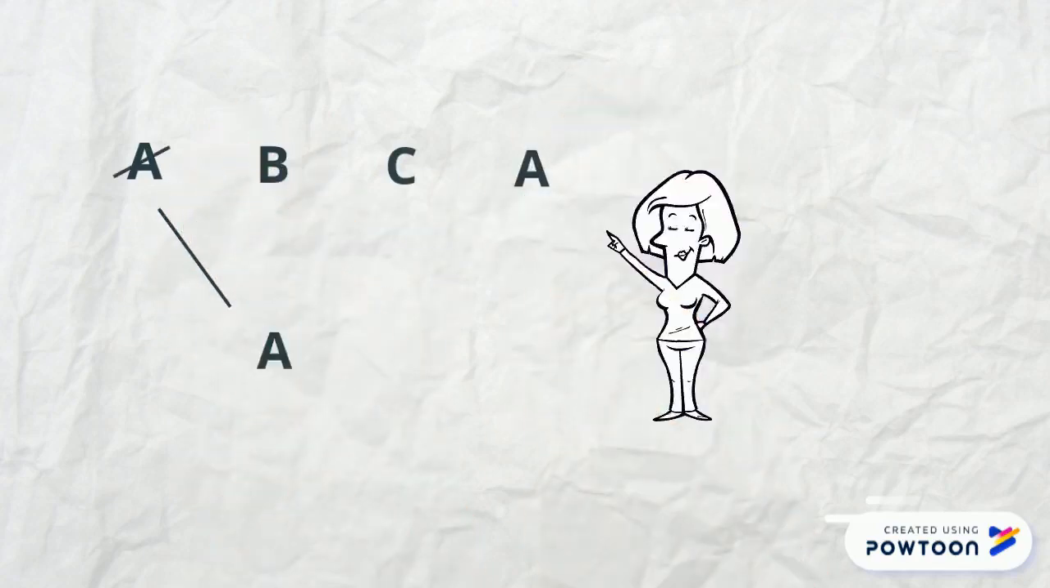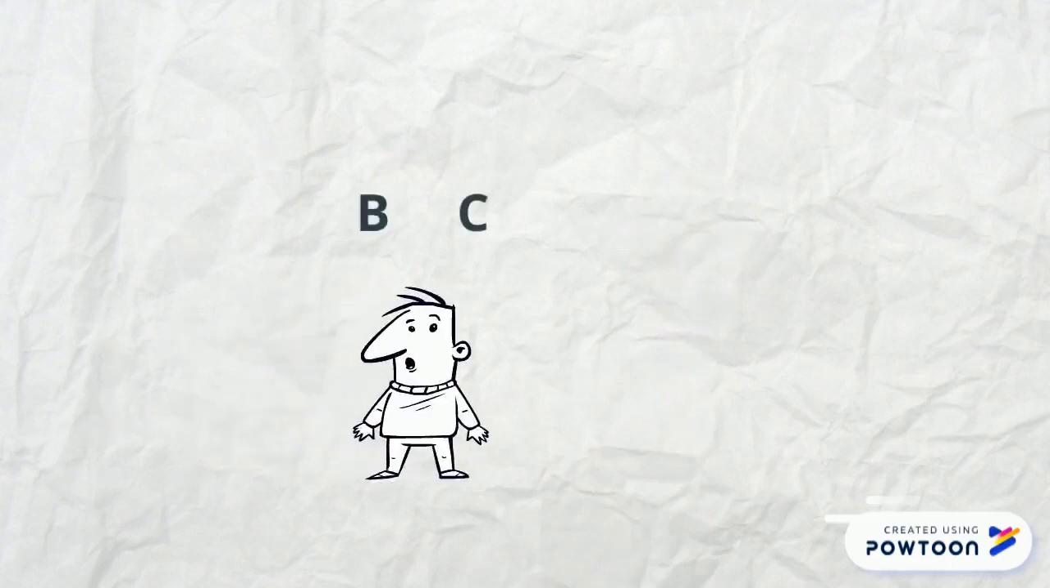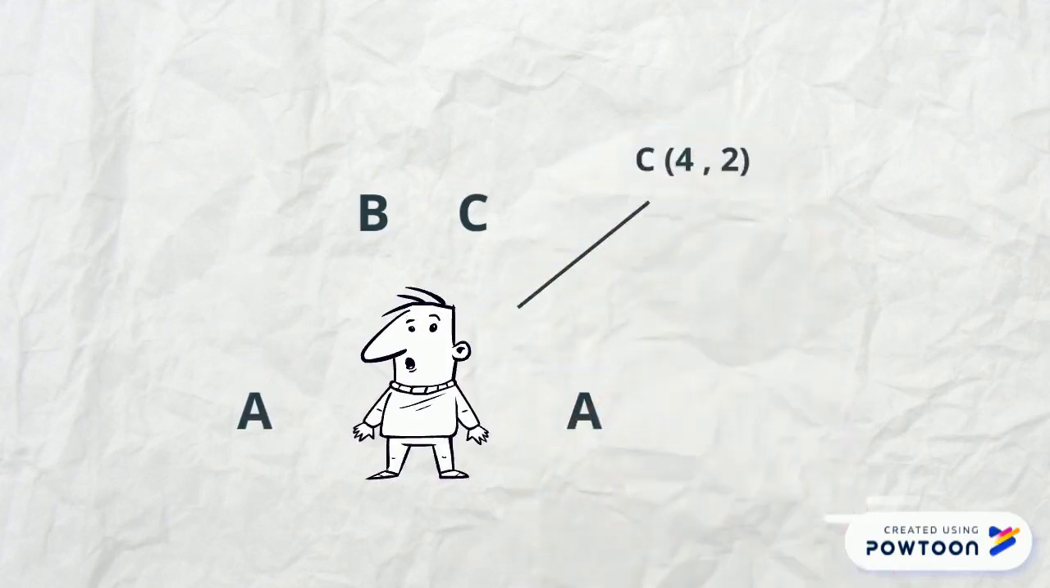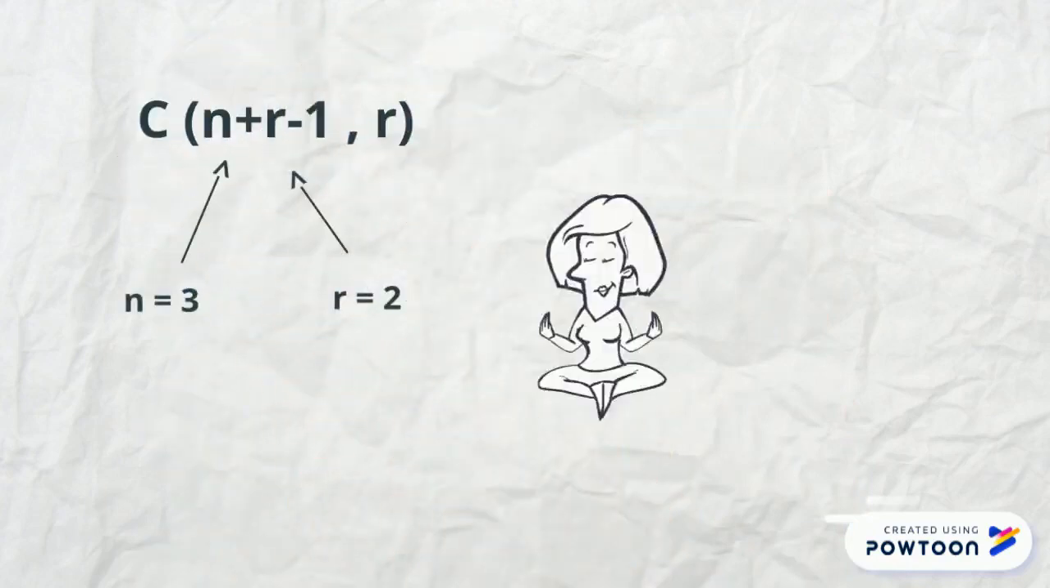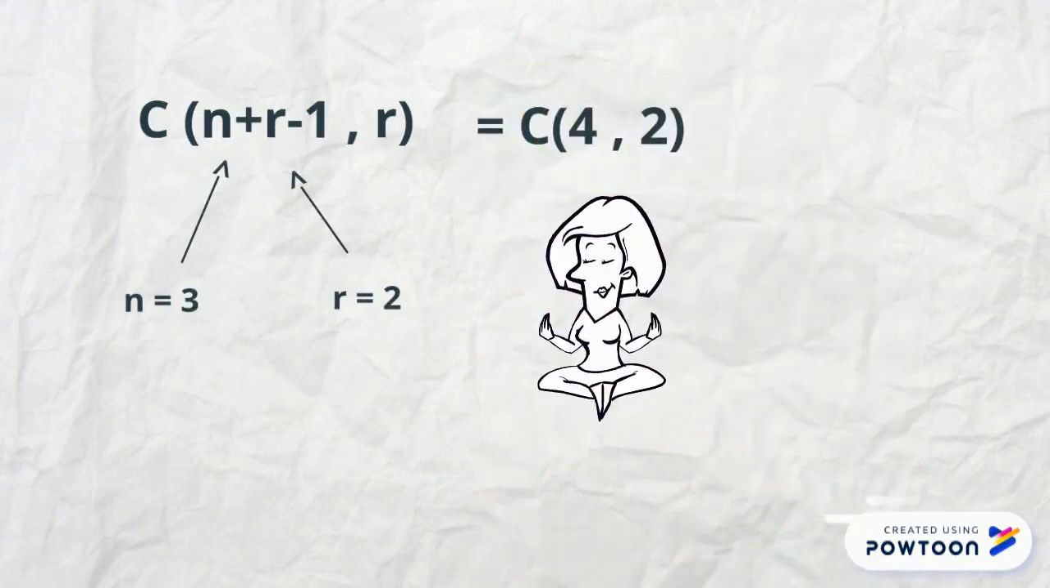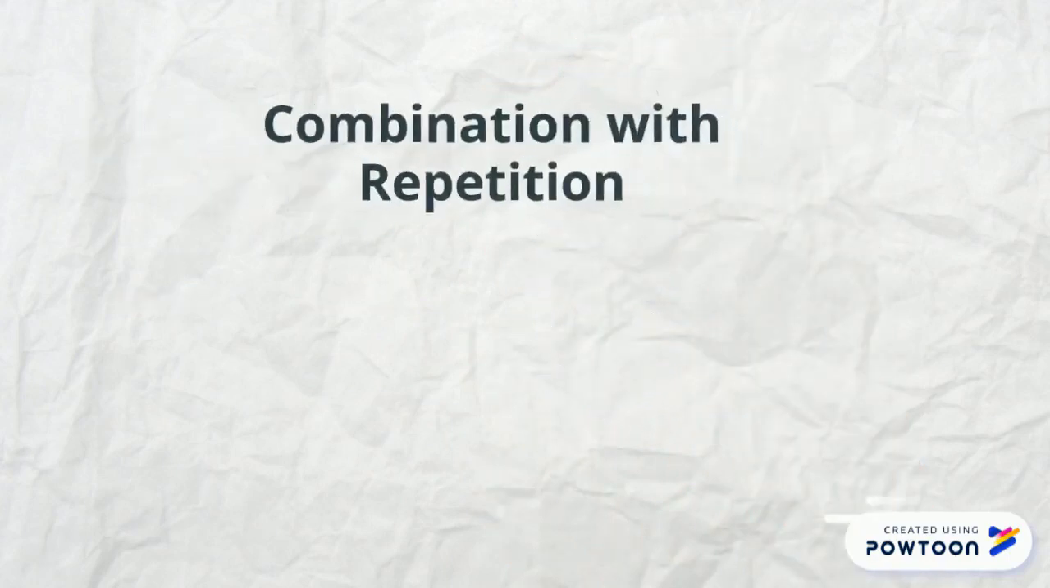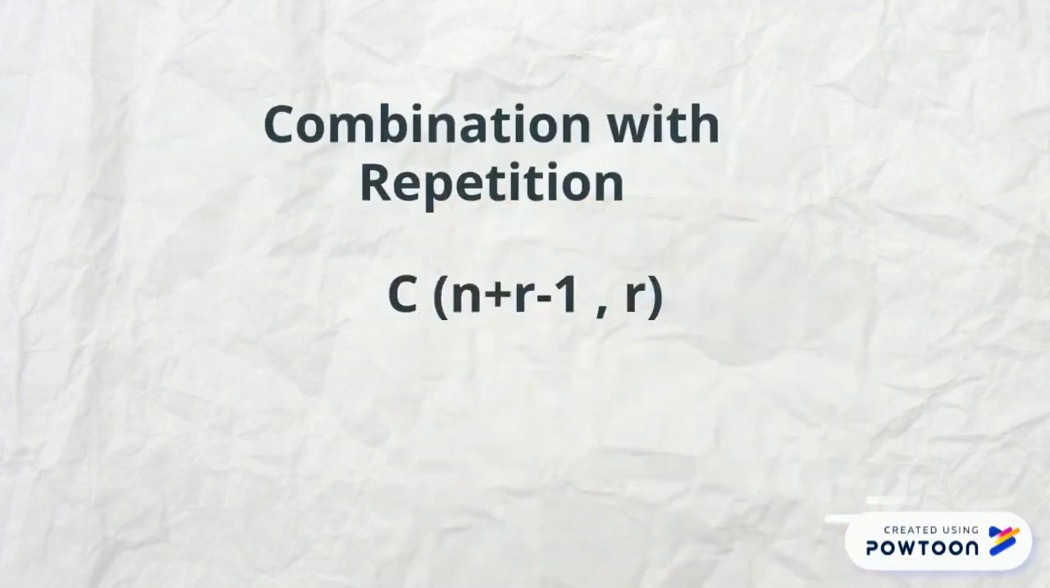The 3 objects given are represented by A, B, and C. If the first object that we choose is A, then we have to replace A, because repetition is allowed. For the following object, we choose A again. The result shown is just like choosing 2 objects from 4 given objects, which fulfills the equation given. If we substitute the information given by the question, we could see that the result is the same as the previous result. Therefore, we have to use this equation in combination with repetition.